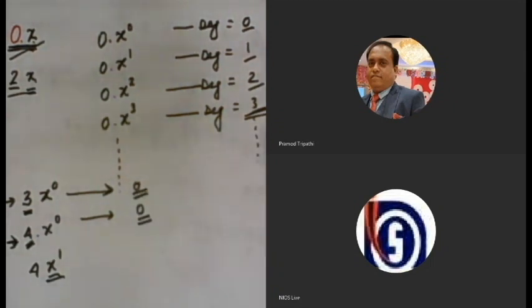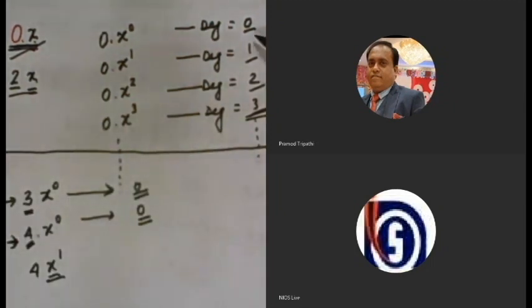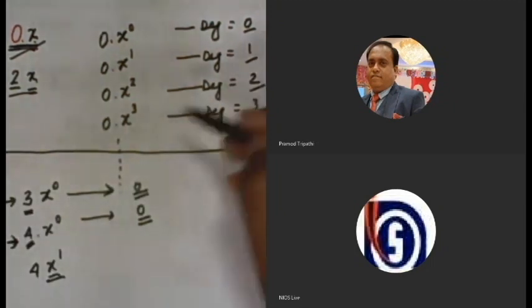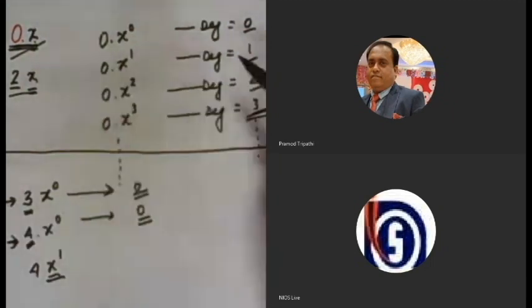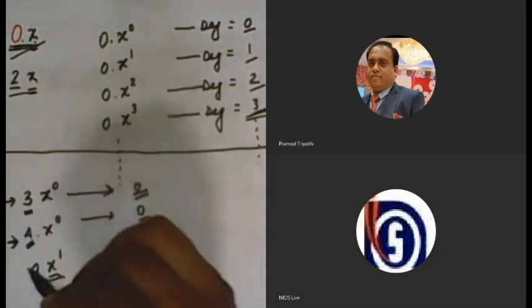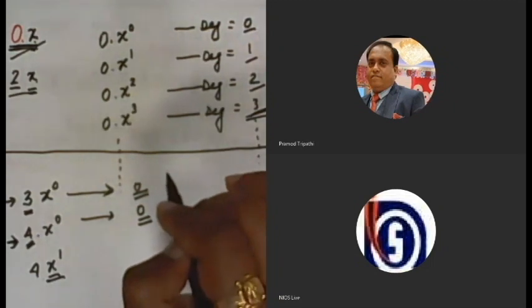I think you have understood what is the degree of the 0 polynomial and what is the degree of the constant polynomial. The degree of the 0 polynomial always keeps on changing, so we cannot determine a fixed degree. The degree of the 0 polynomial is not defined. But in the case of a constant polynomial, the degree is always defined, that is 0.